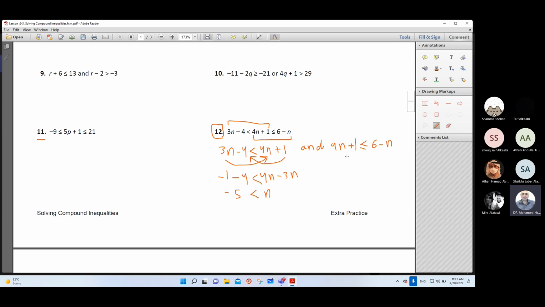In the second inequality, the same idea. We can move minus n to the first side. So we have here 4n plus n less than or equal to 6. Move 1 to the second side as minus 1. So 4n plus n will be 5n less than or equal to 6 minus 1, which is 5. Divide the two sides by 5. So n less than or equal to 1.